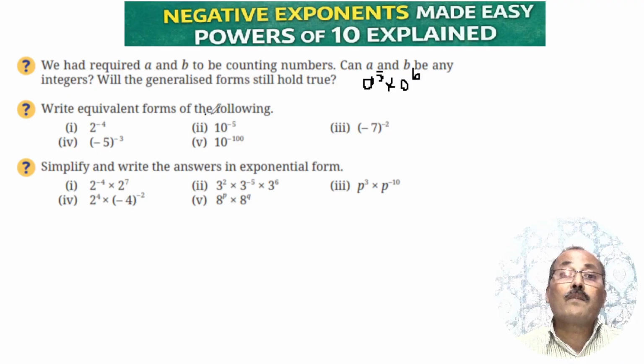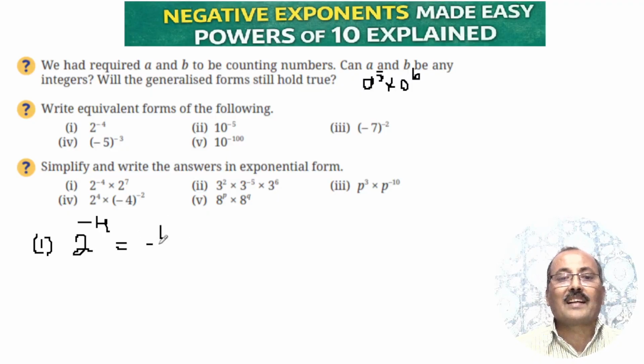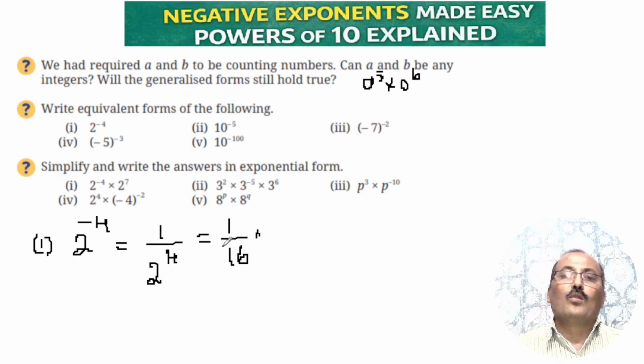Write the equivalent forms of the following. Simply, they are asking one question. The first one is 2 to the power of minus 4. What is the equivalent form? We know only one method, which we have just seen. You can write it as 1 by 2 to the power of 4. Or you can write 1 by 2 power 4, which is 16. You can write it like this also. Yes, it is allowed. Whatever we write, we use the laws of exponents and apply them.